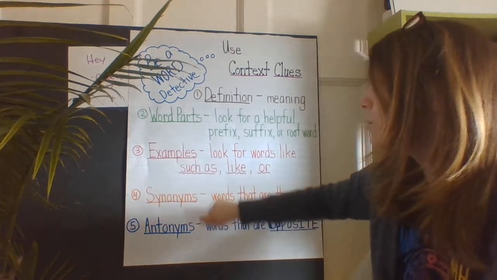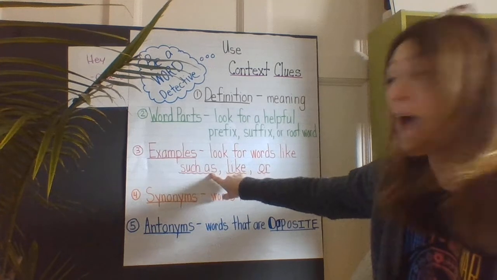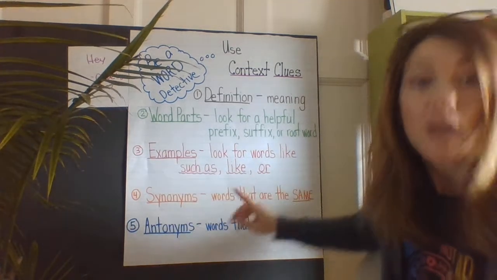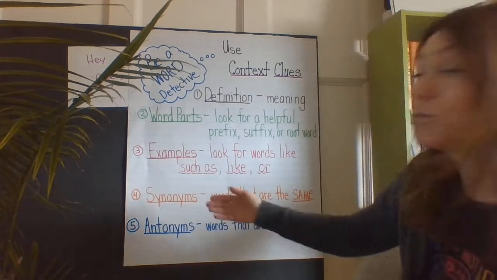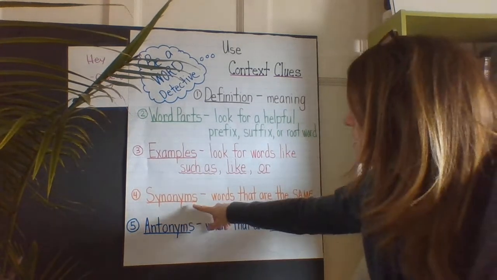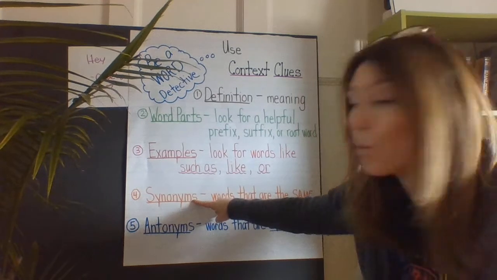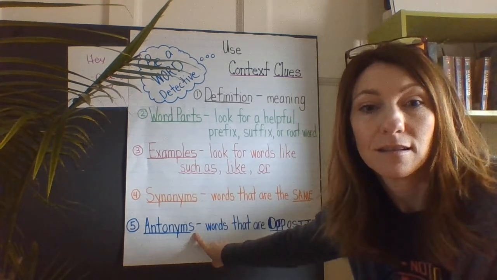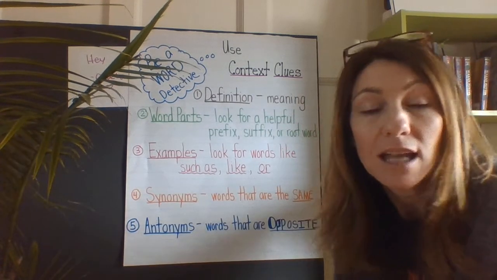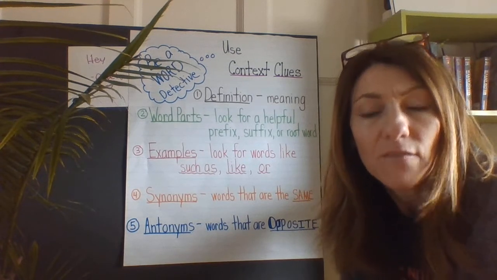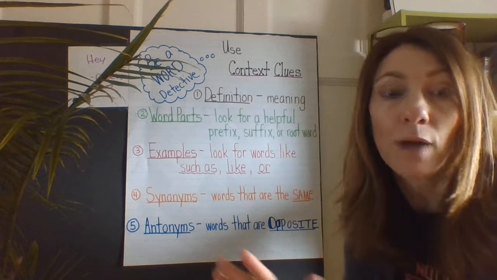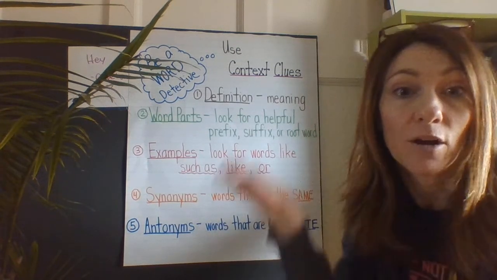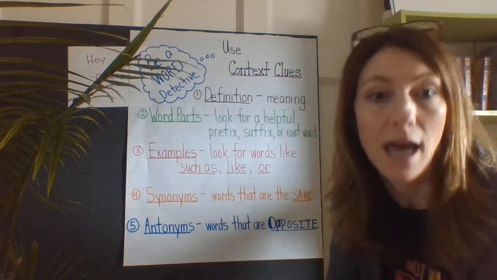Examples. You will find words like such as, like, or. Those will help you figure out a word. You will even come across words that have synonyms in a sentence or antonyms. The trick is not to just read a word, finish the sentence, and give up on it. You have to read all around a word, sometimes a paragraph behind or a paragraph ahead.